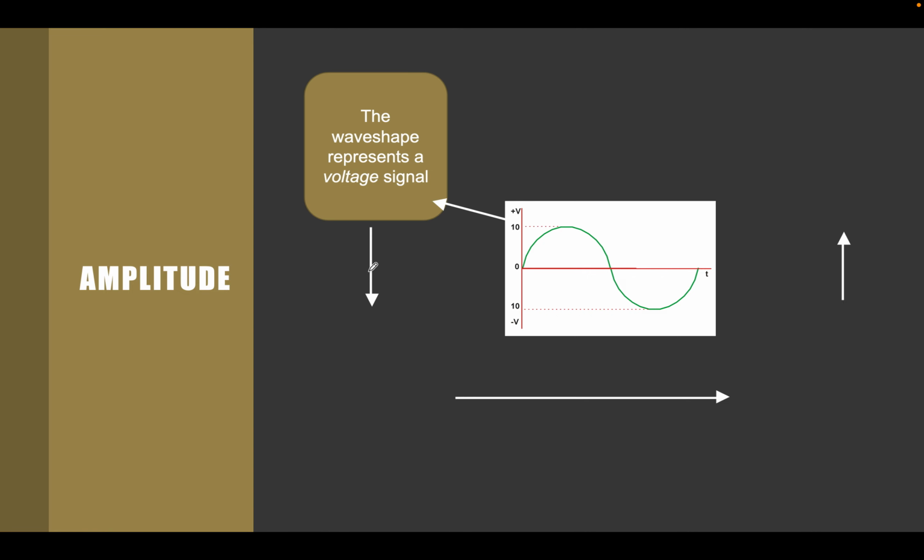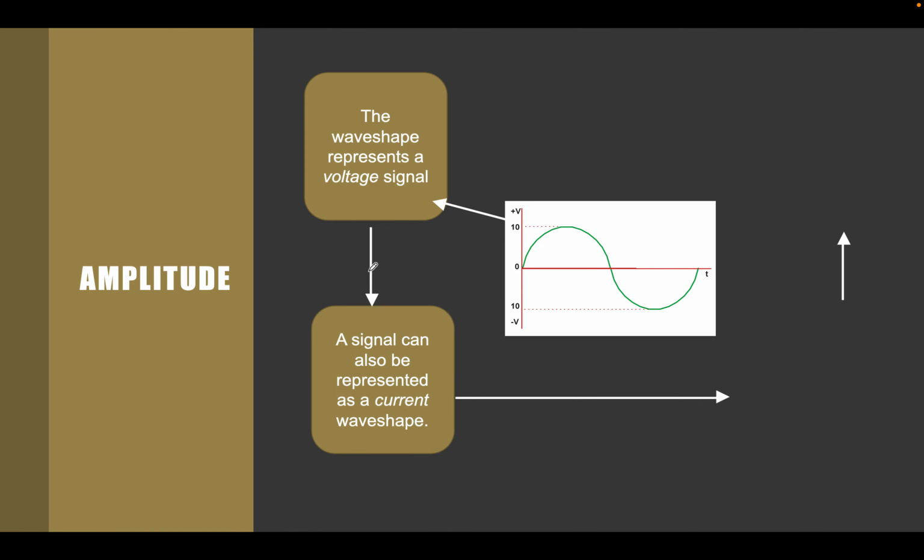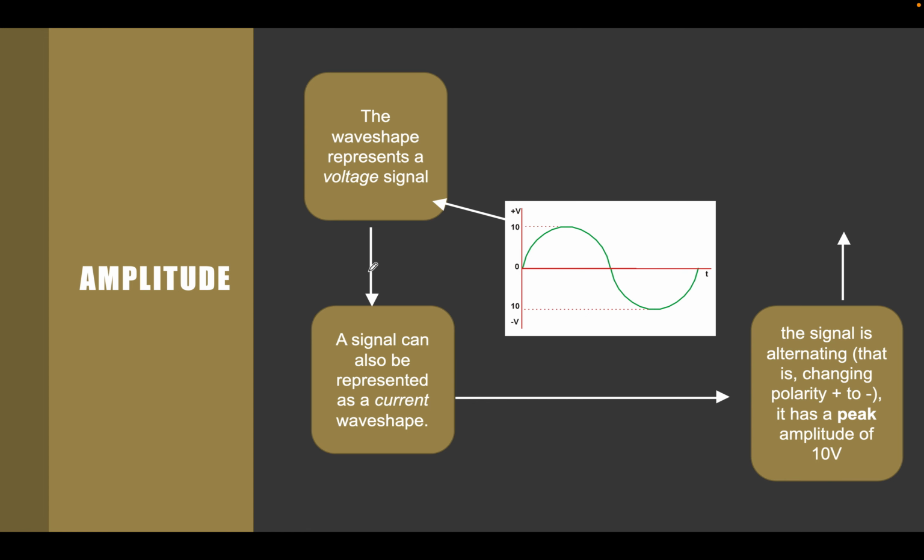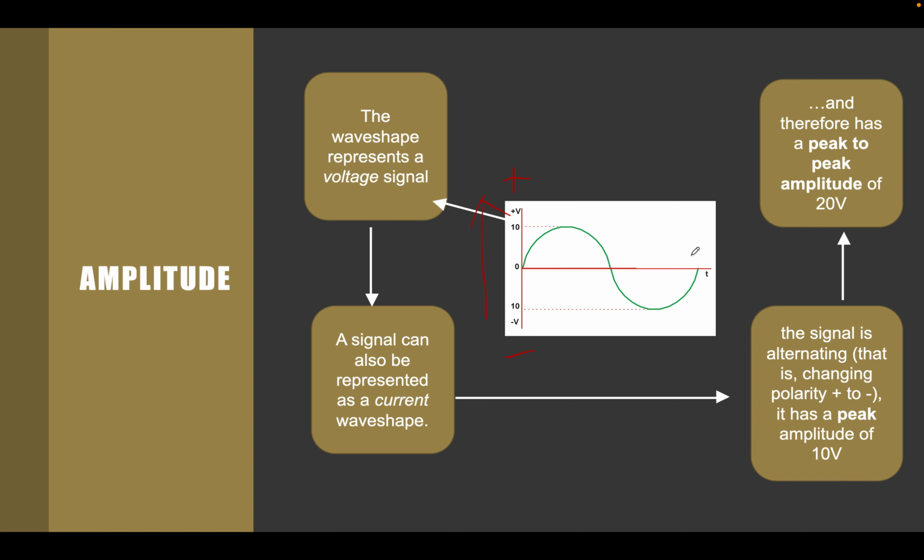So amplitude. The wave shape represents a voltage signal, and a signal can also be represented as a current wave shape. The signal is alternating, that is changing polarity between positive and negative. Remember, this axis here is the voltage, going from positive on that side to negative. So the wave shape is going into the positive, down to the negative, and therefore has a peak-to-peak amplitude of 20 volts, because the peak value over here is 10 volts. And the peak value over here is 10 volts.